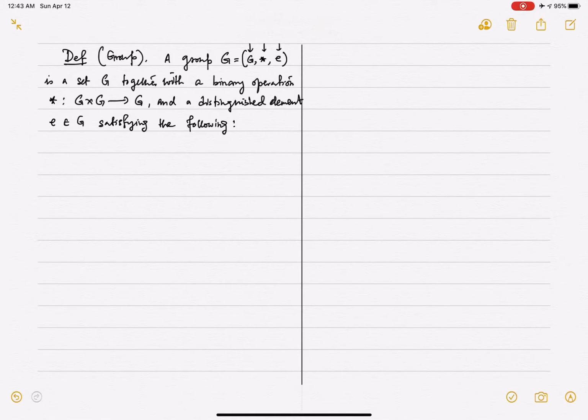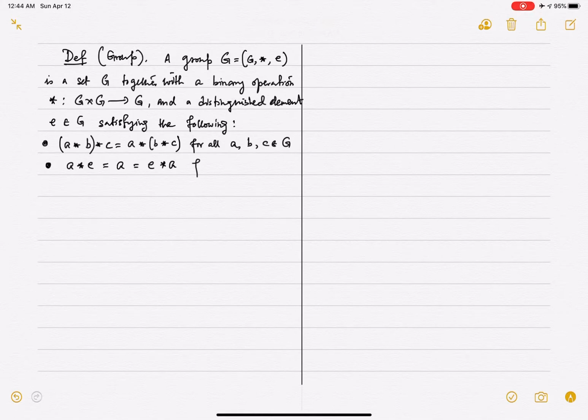And what are these three properties? They are: A star B star C done in two different ways gives you the same thing for all A, B, C in G. When I write A star B, I will sometimes call it A times B. Too used to that notation. A times E is A, and the same is E times A. So when you multiply by this identity, you get the same thing back for all A in G.